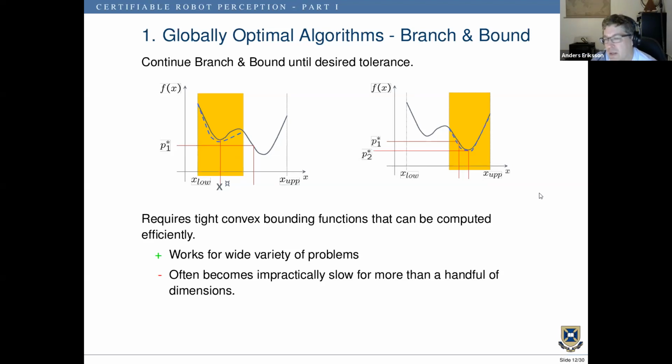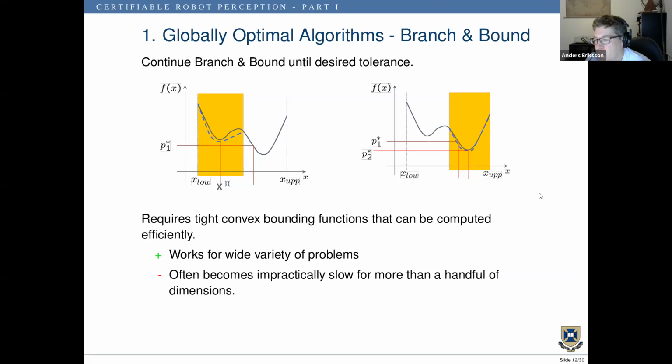The only thing that it requires, and I didn't really touch on too much, is this tight convex bounding function. There are some technical details around the properties of such a function. Exactly how to find that function is not entirely trivial. It depends highly on the problem and the setting. But if you manage to find such a function, you can apply branch and bound. And there are some standard methods you can try to do this.